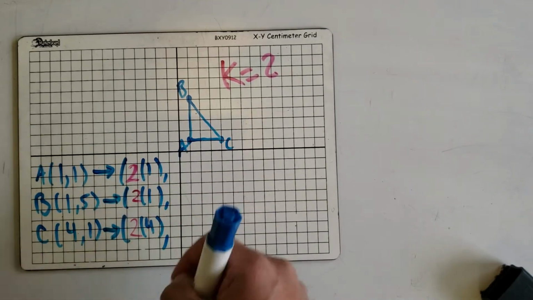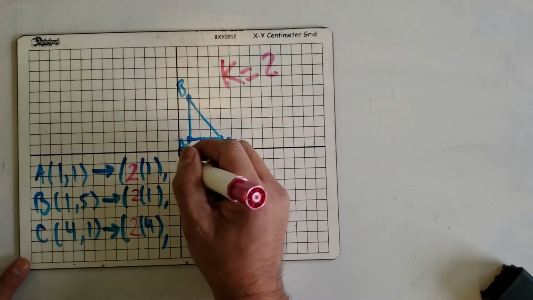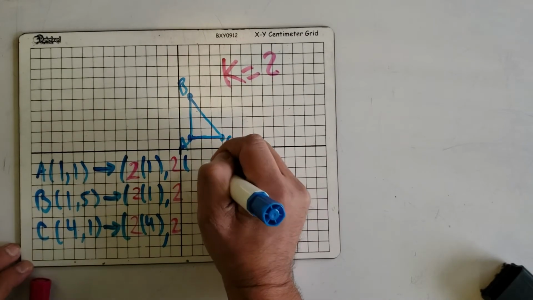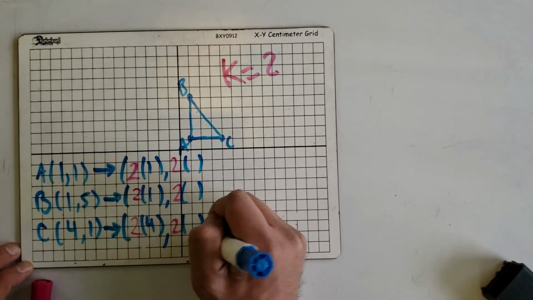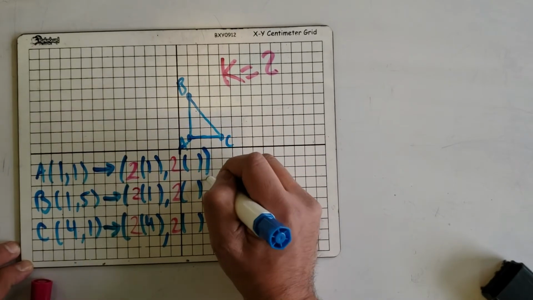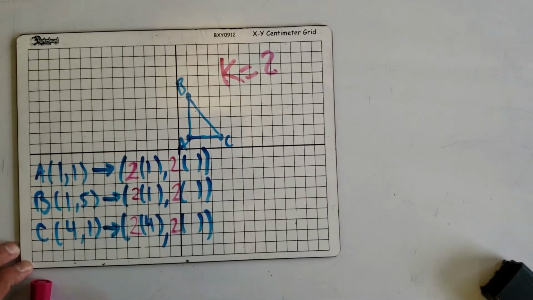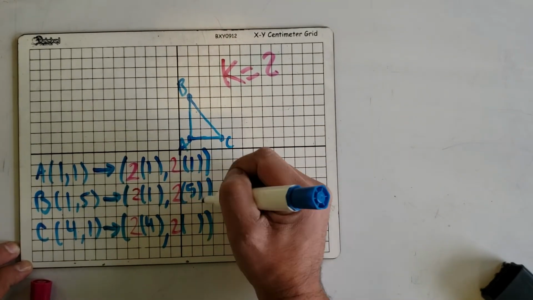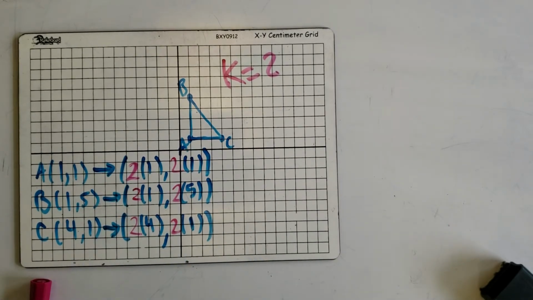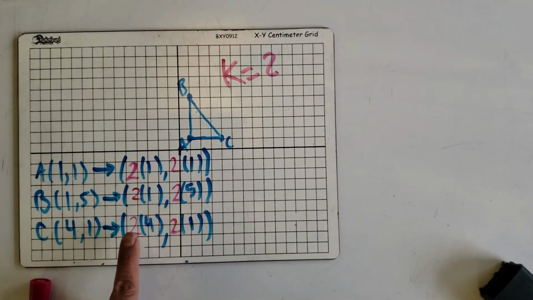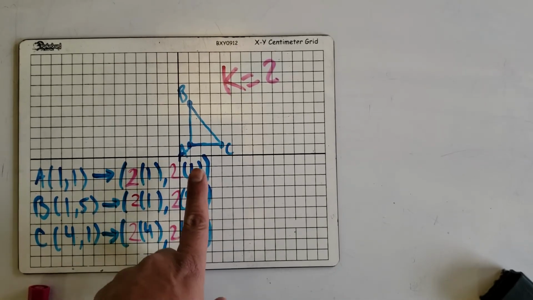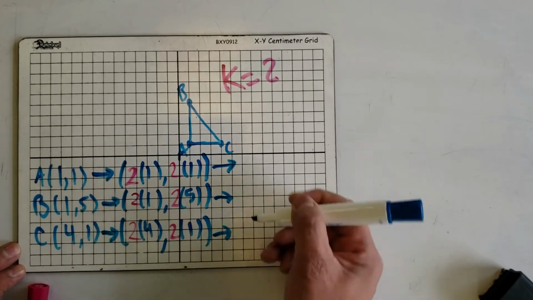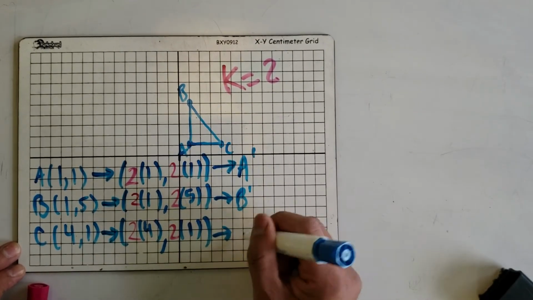So now we've got to do the y. Again, we need 2's because k is 2. So 2, 2, and 2. And we're going to put some parentheses because that's where we're going to put our original y's: the 1, the 5, and the 1. So all we're doing is multiplying all our x values times 2 and all our y values times 2. So now this is going to give us what A prime, B prime, and C prime are.